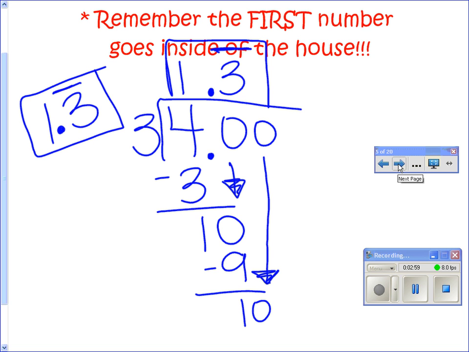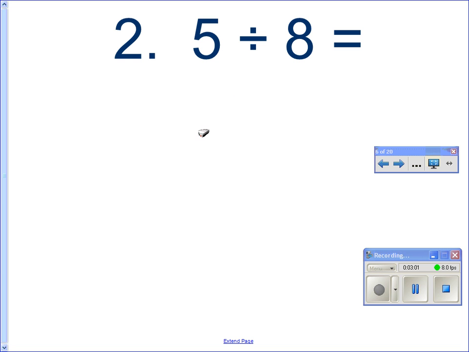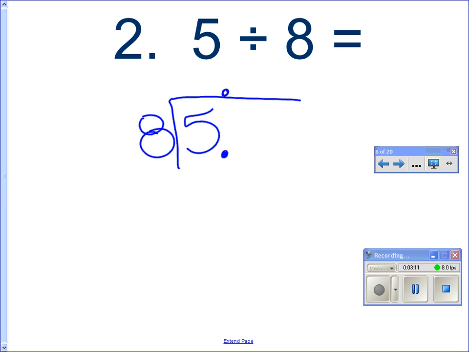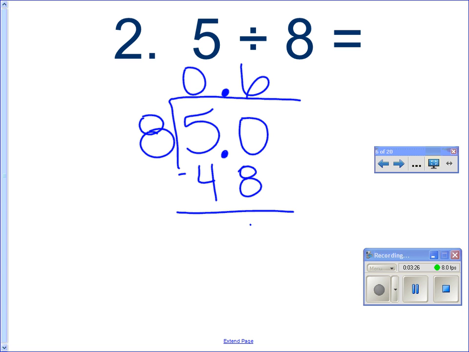Okay, let's do another one. We have 5 divided by 8, so the 5 is going to go on the inside, and the 8 is going to go on the out. Remember, when you don't see a decimal, it goes at the end, and you can bring the decimal straight up. 8 cannot go into 5, so you can put a 0 or an X to go to the next place. 8 goes into 50 6 times. 6 times 8 is 48. 50 minus 48 is 2.